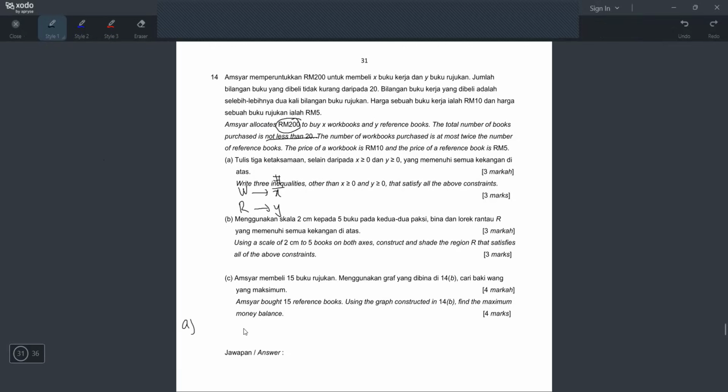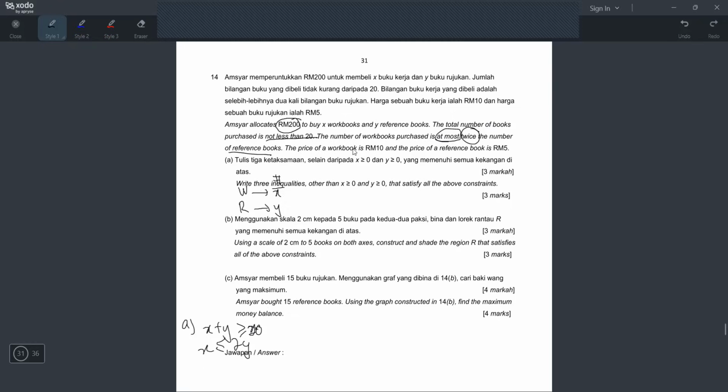Bigger than or equal to. Okay, B equals 20. And the first inequality, you know already, it's x plus y bigger than or equal to 20 because it's not less than, right? Next one, the number of workbooks purchased, which is x, is at most, meaning smaller than or equal to, twice the number of reference books. So 2y, right? Reference is y. Okay, I already have two inequalities.